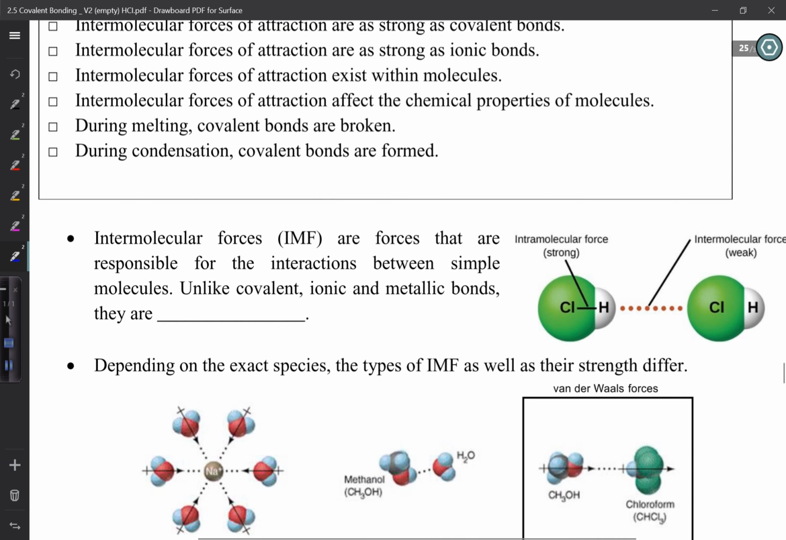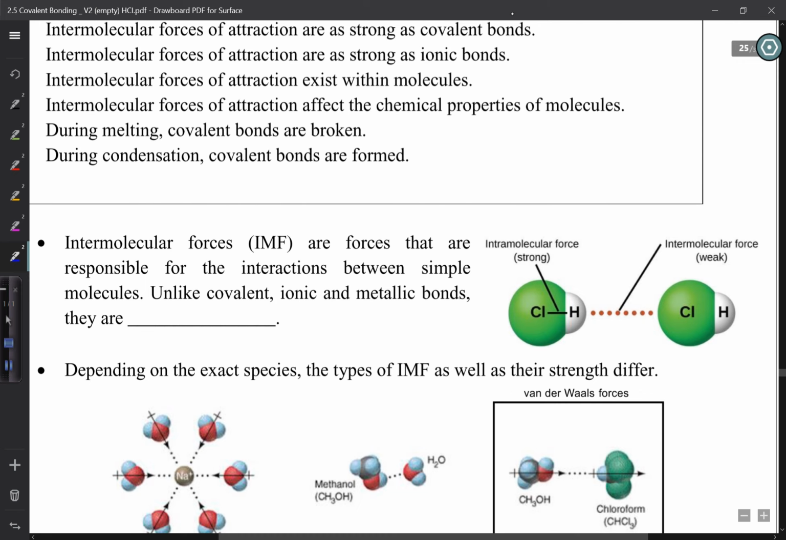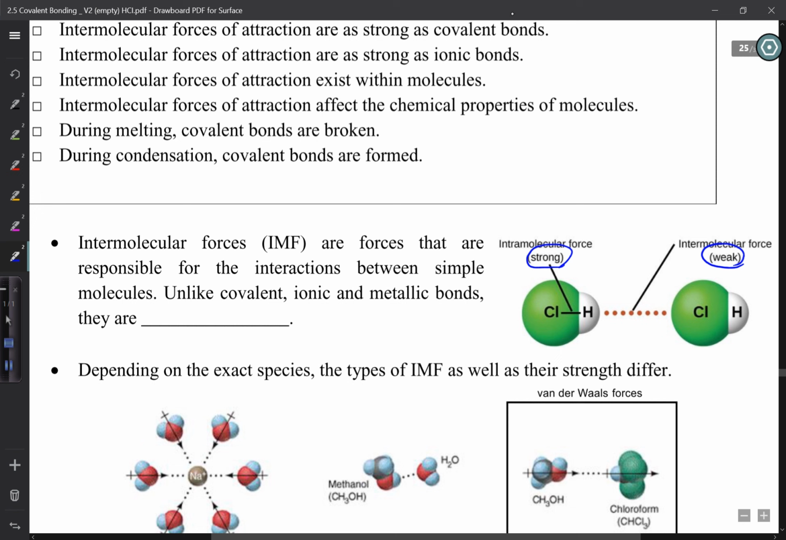So intermolecular forces, they are forces that are responsible for interaction between simple molecules. So therefore, they are called intermolecular, right? Otherwise, it will be known as intramolecular. In other words, if you compare HCl versus HCl, the bond between H and Cl is known as an intramolecular force because it's within the molecule, whereas the interaction between the molecules is called inter. So the intramolecular force, the covalent bond, is actually strong, whereas the intermolecular force is actually weak, right? It's probably at least 10 times weaker than intramolecular force. So unlike covalent, ionic and metallic bonds, they are much weaker.